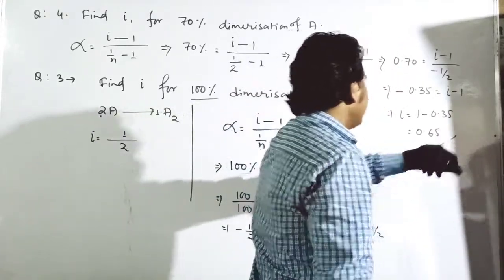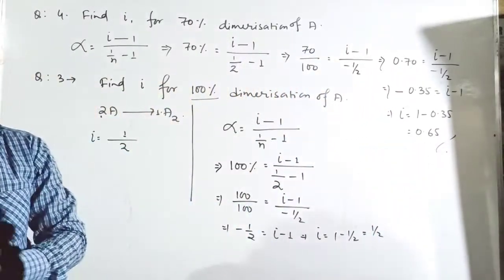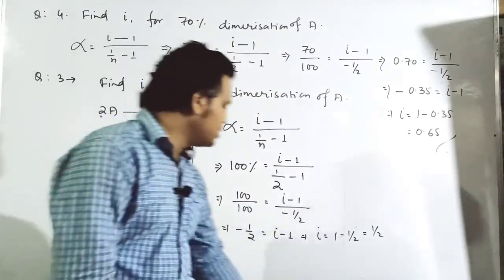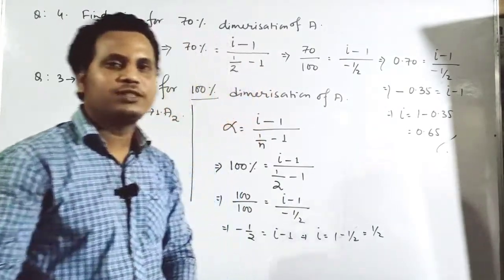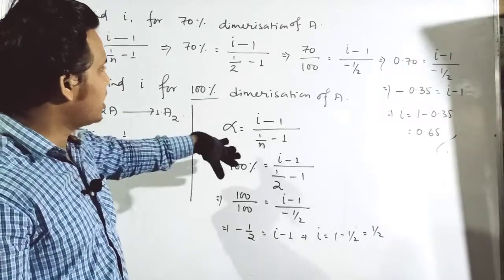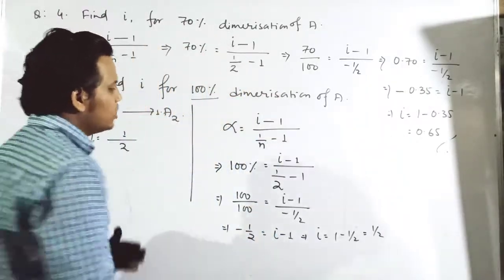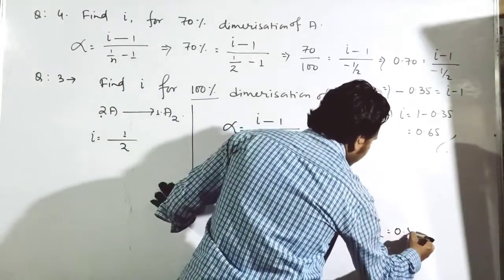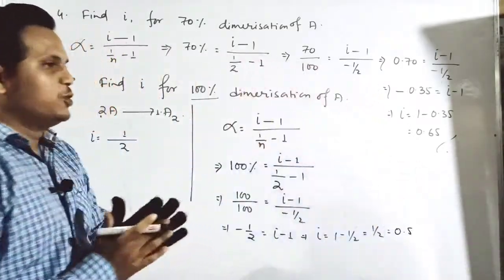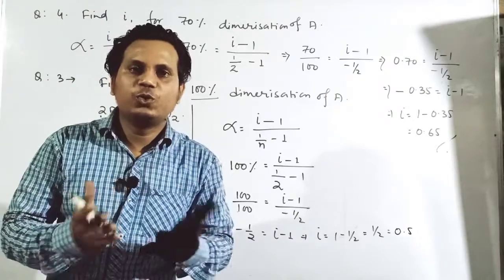So see the difference. If 100% association occurs, the value is half. If not 100% association, meaning dimerization, then the value is more than half. Half means what? 0.5. So now we have come to know about I.